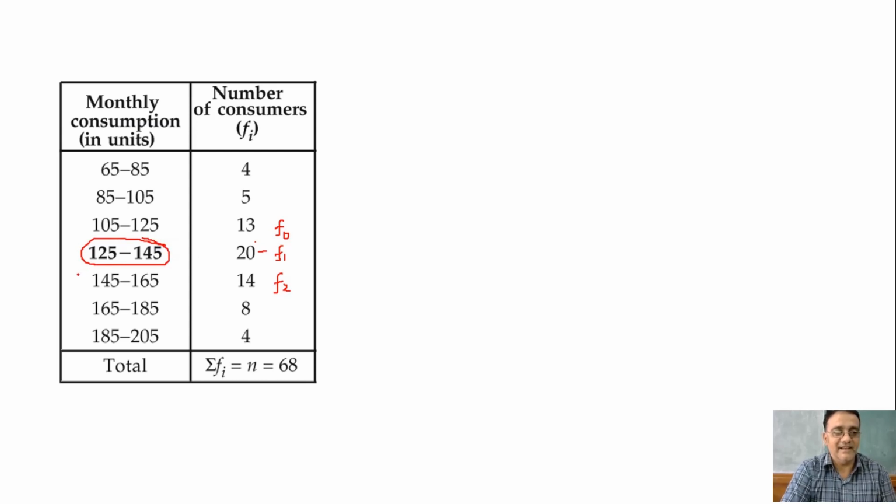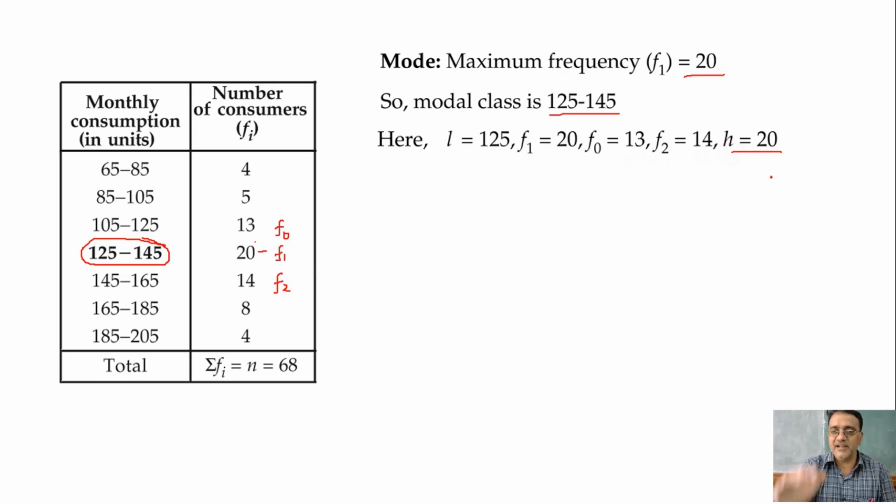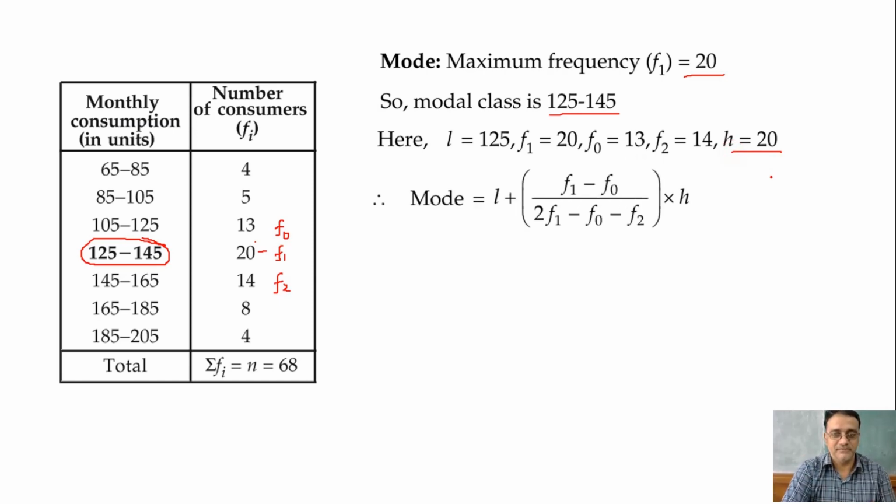So what is L? 125. Okay. What is H? 20. Okay, fine. So maximum frequency is 20. So model class is 125 to 145. So we'll write all these values. L is equals to 125, F1 is 20, F0 is 13, F2 is 14 and H is 20. After that you have to write the formula.